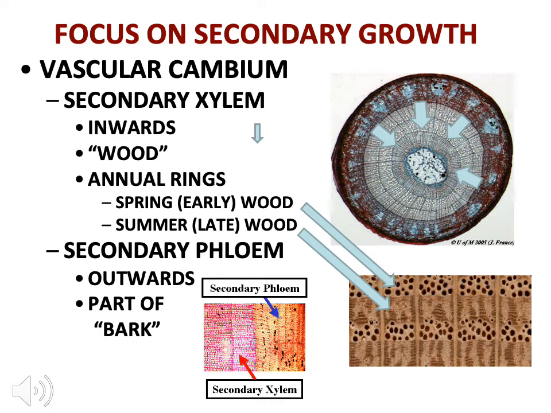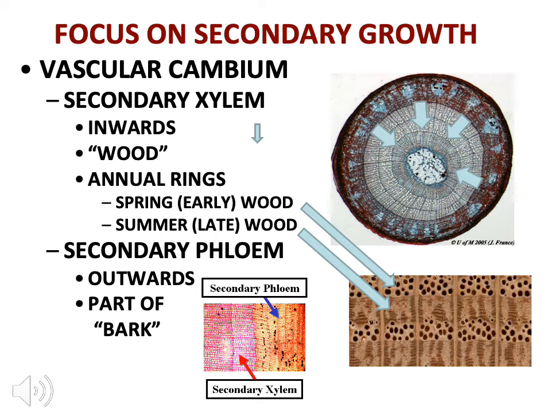So vascular cambium is a lateral meristem. It is a bunch of meristematic or mitotic cells. It's a bunch of initials embedded in the plant stem. And when those initials divide, they are going to create secondary xylem. Now, the reason why we call it secondary xylem is it's being produced secondarily.